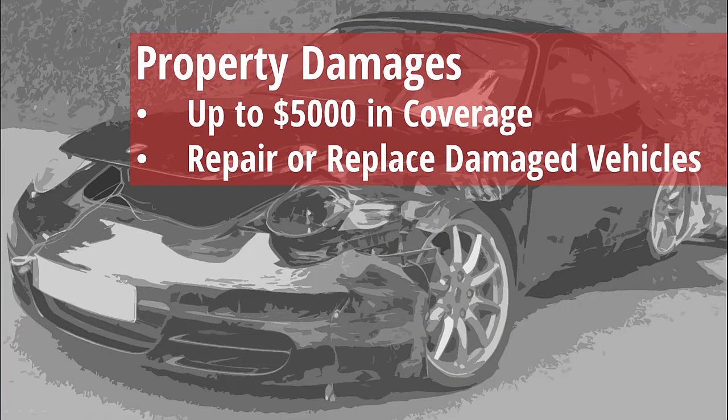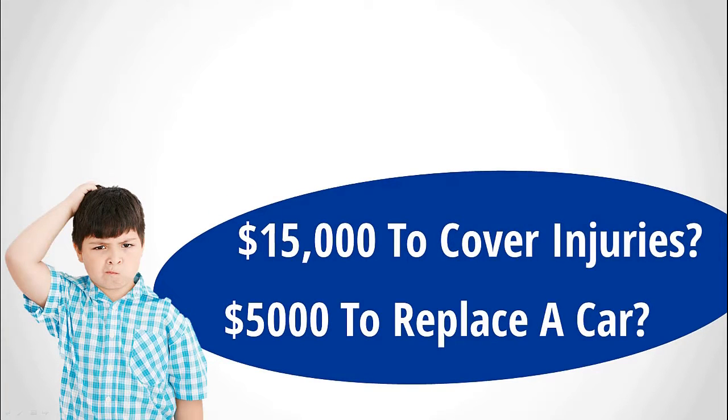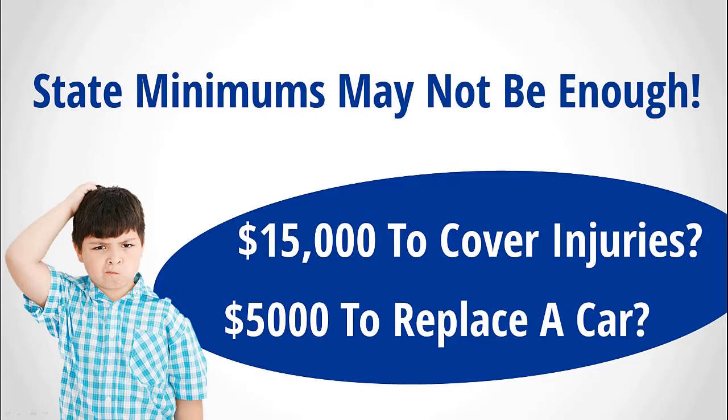The second component of this liability coverage is the $5,000 for property damage. This will pay for the other person's property. So if you're in an accident and you hit someone else's car, your insurance company would spend up to $5,000 on your behalf to have the damaged car fixed or replaced. So you may be thinking to yourself, $5,000 to replace a car? Or $15,000 to cover injuries? Well, in a different video, we discuss some guidelines for selecting the appropriate auto insurance coverage levels and take a closer look as to why the state minimum coverages may not be enough.